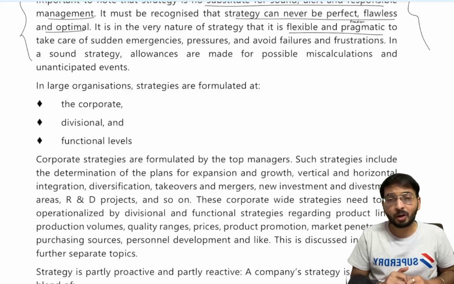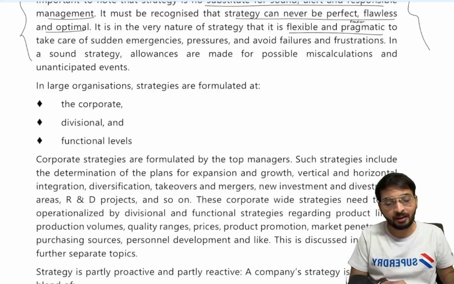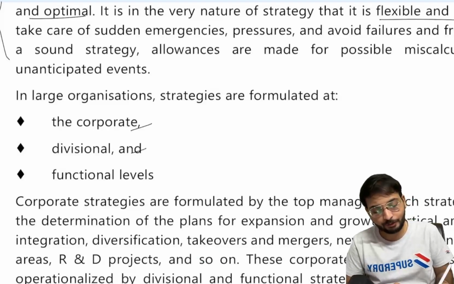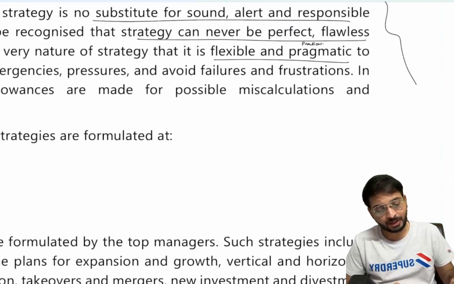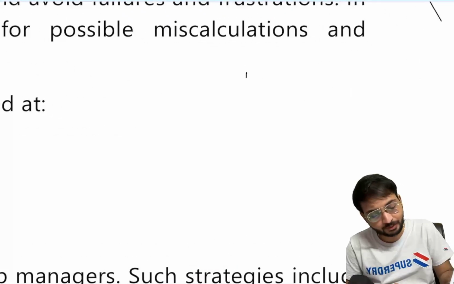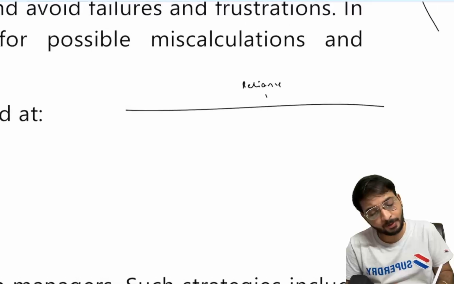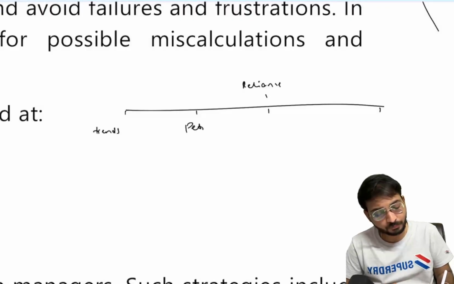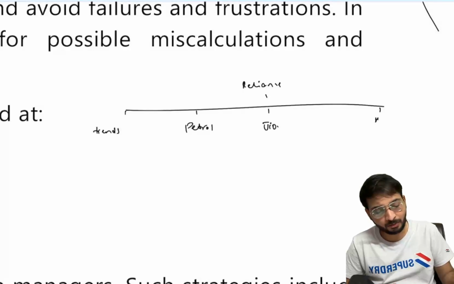Now, in large organizations, strategies are formulated at three levels. What is the first level? Corporate level, divisional level, functional level. Now, say if you take Reliance, how many businesses does Reliance have? Trends, petrol, Jio, and maybe telecom, etc.